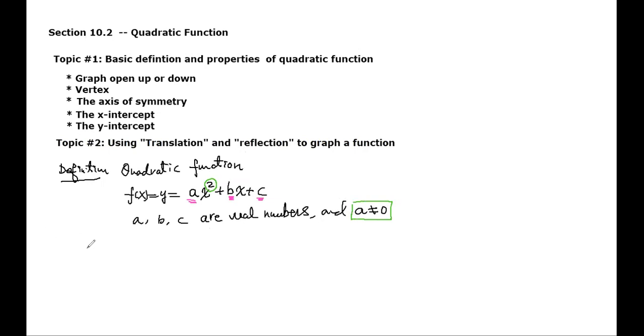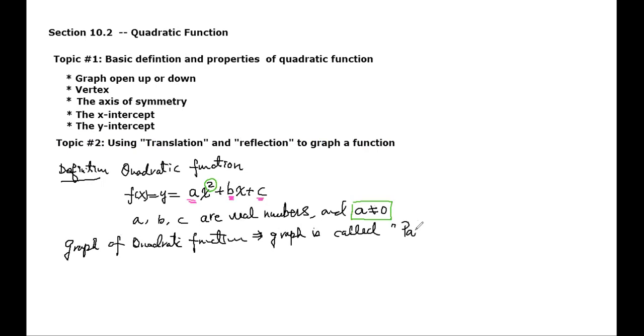So the first thing is here, we're going to take a look at the graph of the quadratic function. The graph of the quadratic function, we call it a parabola. Okay, so the graph we call it a parabola.